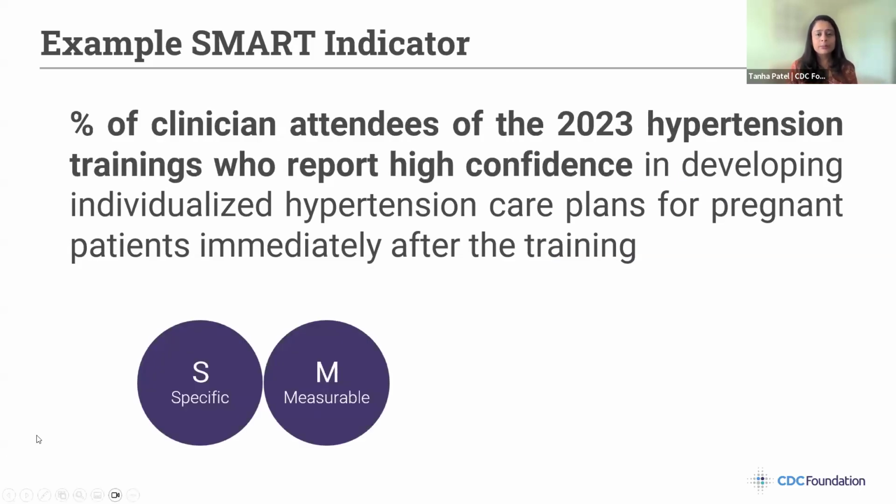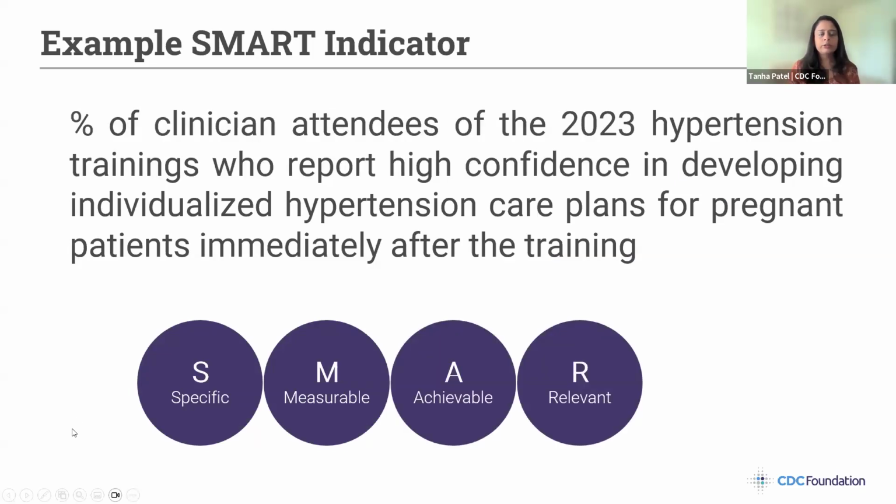This indicator is specific because it details who we are talking about and what we will measure. So it has percentage of clinicians reporting high confidence. This indicator is achievable because the intent of the training is to show clinicians how to develop hypertension care plans, and at the end of the training, clinicians should be able to start developing them. And since the training is designed for this, the indicator seems relevant, right?